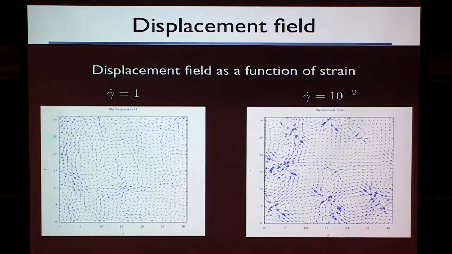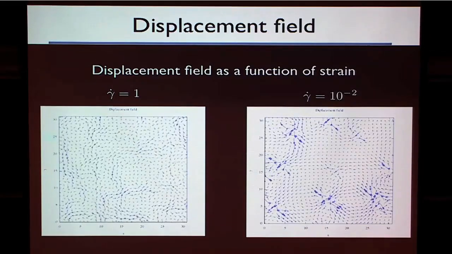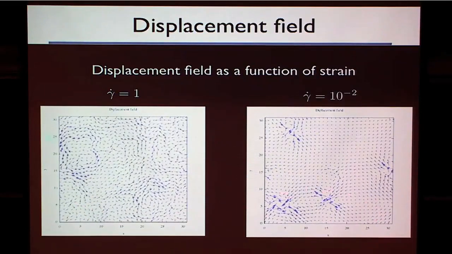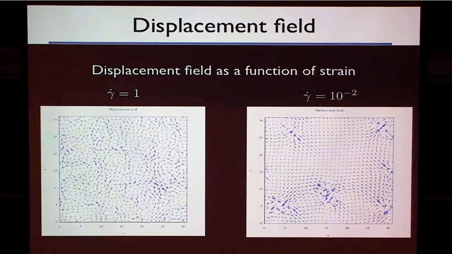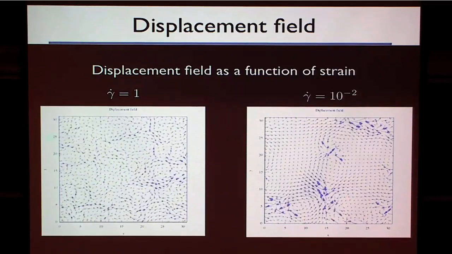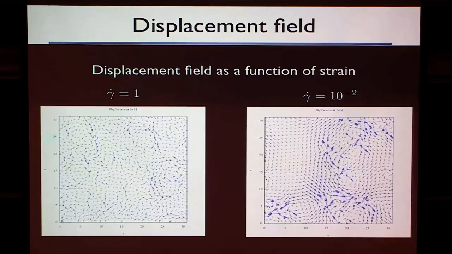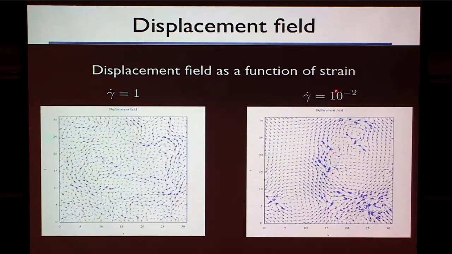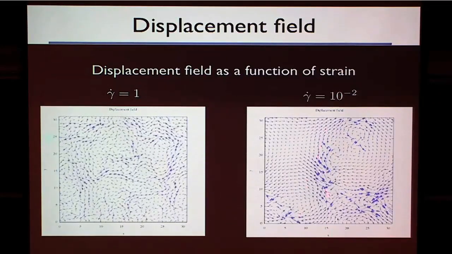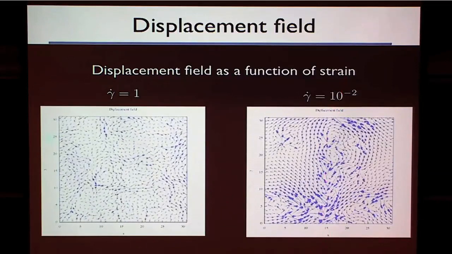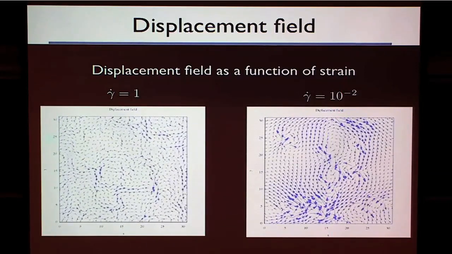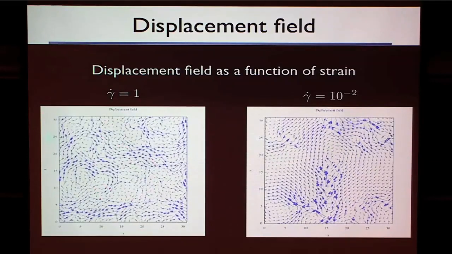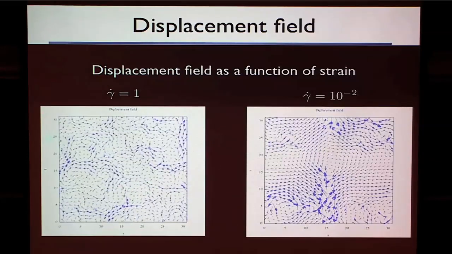Further, when you go to very low shear rates, you see that in these models you can reproduce displacement fields which look not so different from what you can observe in simulations, for example. So you can have here the correlations between events that lead to large slip events, for example. Whereas at large shear rate, you will see something which is very homogeneous on average.